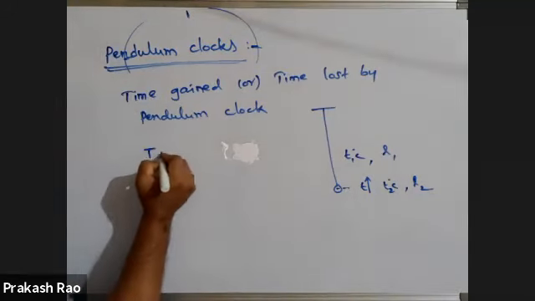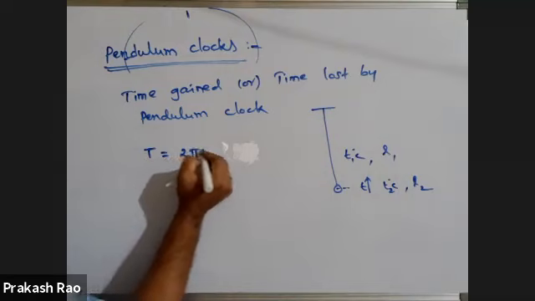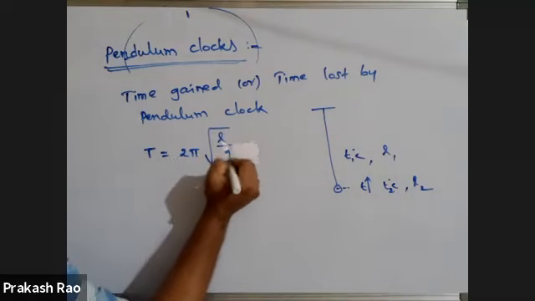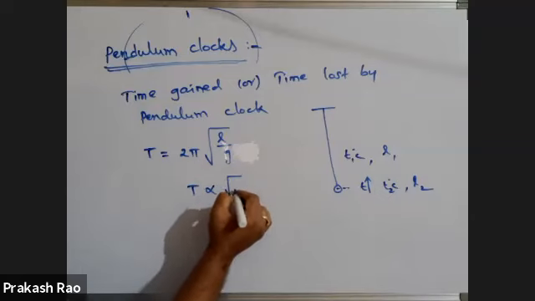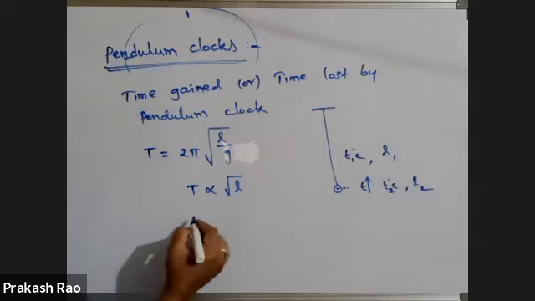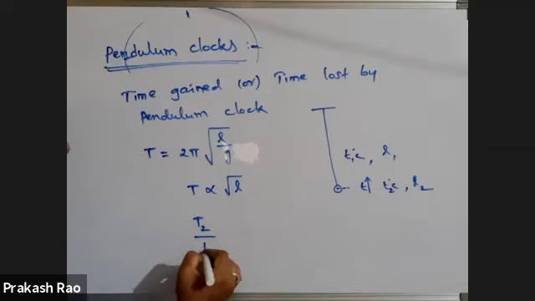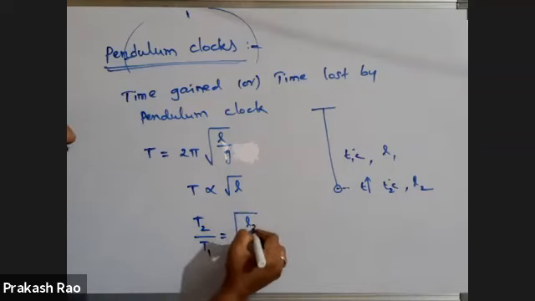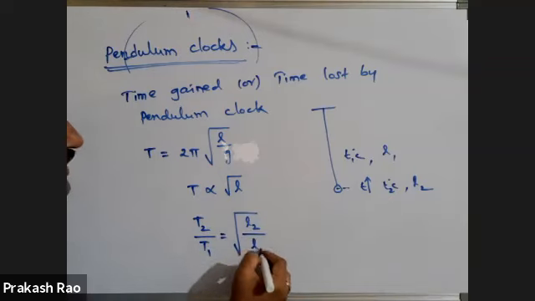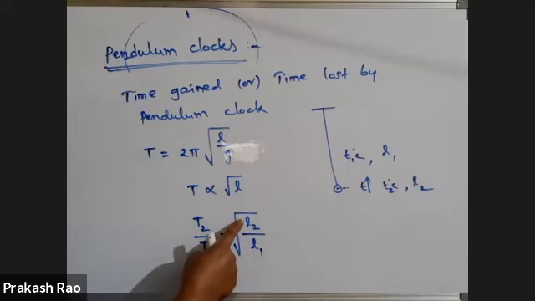Therefore, time period of the pendulum clock is given as T is equal to 2 pi into root of L by g. This is constant, this is constant. Therefore, time period is directly proportional to root L. Time period at second temperature to the time period at first temperature is equal to root of the length of the pendulum at second temperature to the length of the pendulum at first temperature, that is, L2 by L1.